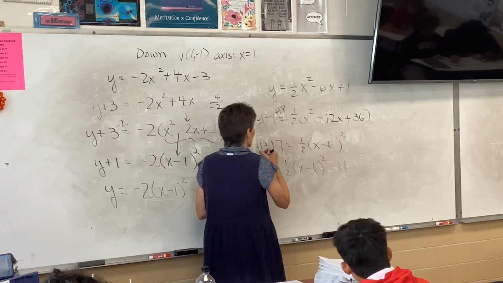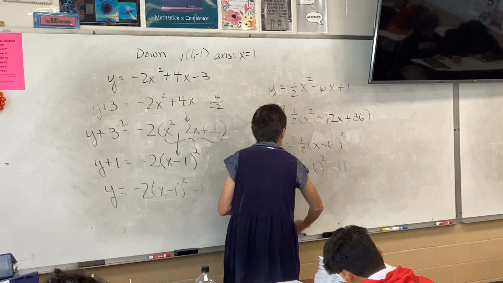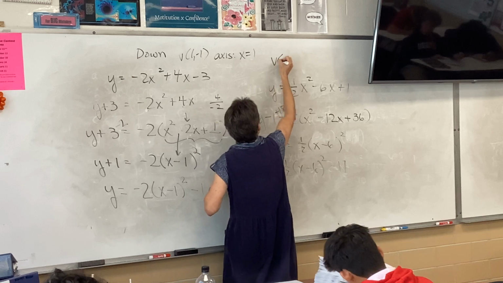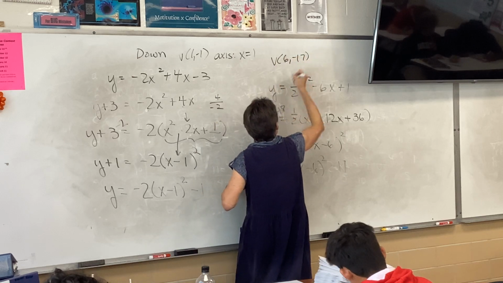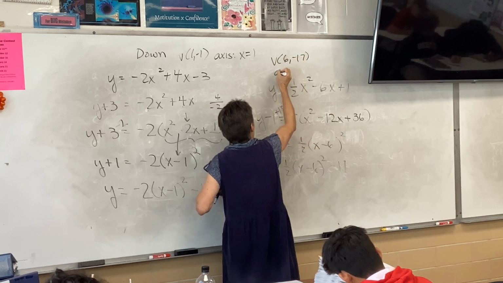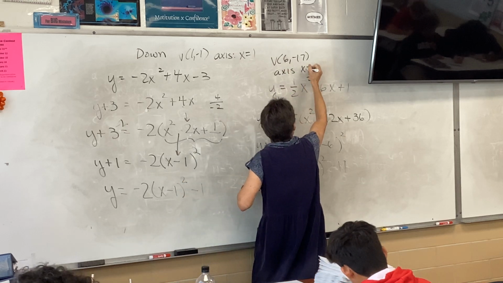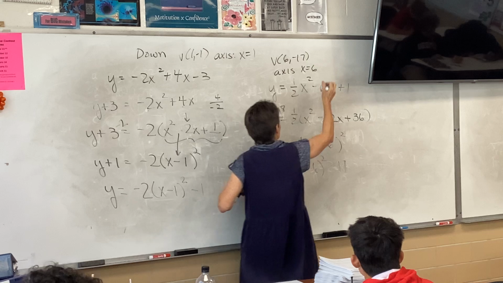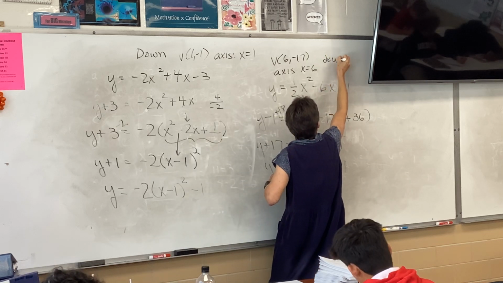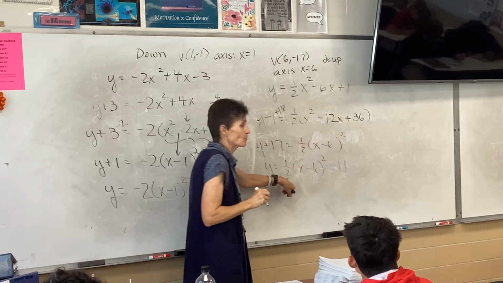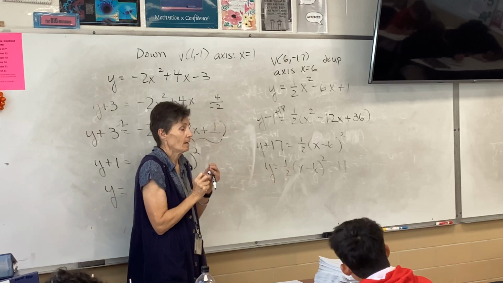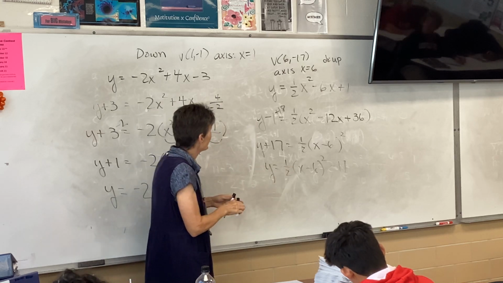So, over here I got y plus 17. What do I have here? x minus 6 squared. Beautiful. And I'll move that 17 back over. And my vertex is where? 6, -17. My axis is x equals 6. And my direction of opening is up. Which you could have answered right from the beginning. I didn't, but you could.